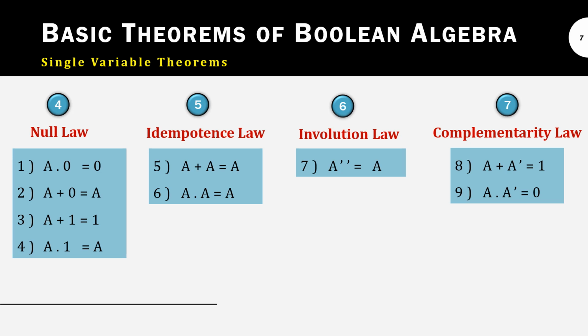Then the complementarity law: A plus A bar is equal to 1 and its dual A into A bar is equal to 0. A plus A bar is equal to 1. That means if A is equal to 0, then its complement is equal to 1, right? 0 plus 1 is equal to 1. Or if A is equal to 1, then its complement is equal to 0. 1 plus 0 is equal to 1, right? Similarly, A into A complement is equal to 0. Okay. So these are the various theorems based on the single variable A.